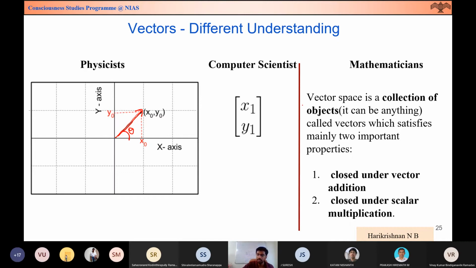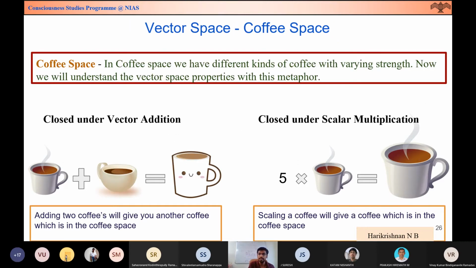We will try and understand these properties with the help of a coffee space. Here, what I'm going to tell you is that if you know how to make a coffee, you can know many things about vector space. So let us try and understand these two properties. What do you mean by closed under vector addition and closed under scalar multiplication in terms of a coffee?